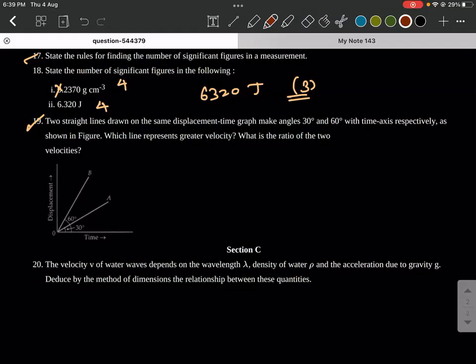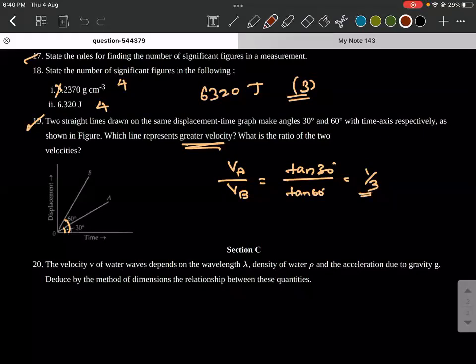Now what angles are given? The same angles again, 30 degree and 60 degree. Okay. So they're asking which one represents the greater velocity. Greater velocity means greater angle. So A has greater velocity or B has greater velocity? B has greater velocity. And what is the ratio of the two velocities? Velocity of A by velocity of B. What will come? Tan 30 divided by tan 60. A is making what angle with the x-axis? Tan 30 divided by tan 60, that's it. What will be the answer? The same 1 by 3.